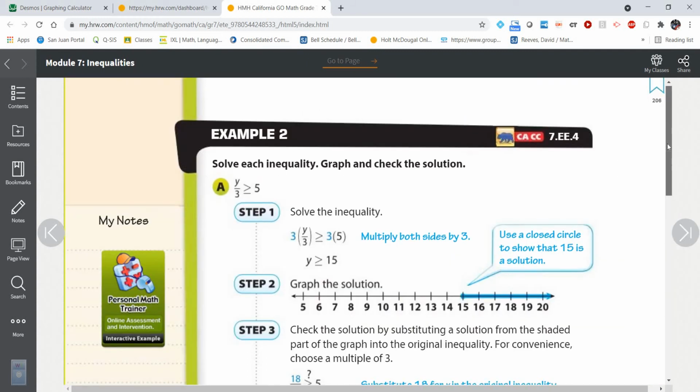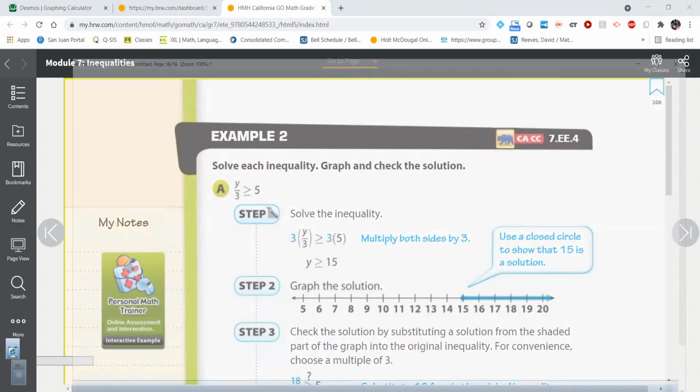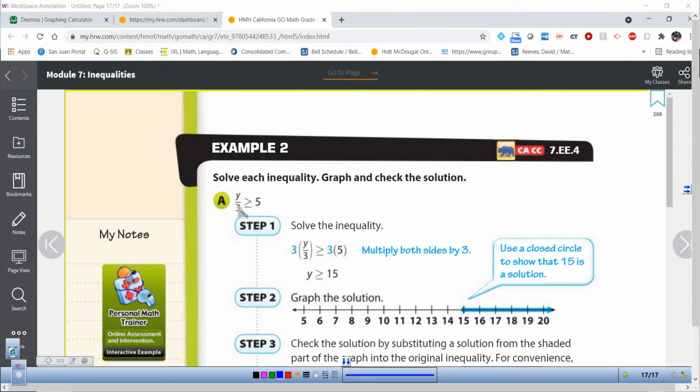All right? So you'll notice we have an inequality here that says y divided by 3 is greater than or equal to 5. So just a reminder again, let's look at the equation. Y divided by 3 is equal to 5. Well, what is the inverse of dividing by 3? It's multiplying by 3. So if it were an equation, the answer I would get was y is equal to 15, right? And that would be the answer right there. Y is equal to 15.